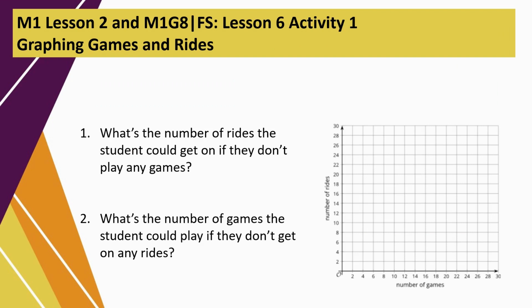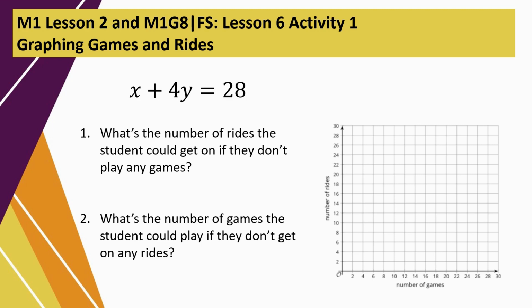In the activity, Graphing Games and Rides, students are using reasoning similar to what they used in the previous lesson. They are asked to find a combination that is a solution to the equation. The combination in this case is strategic. They are asked to find the value if one of the variables is 0.